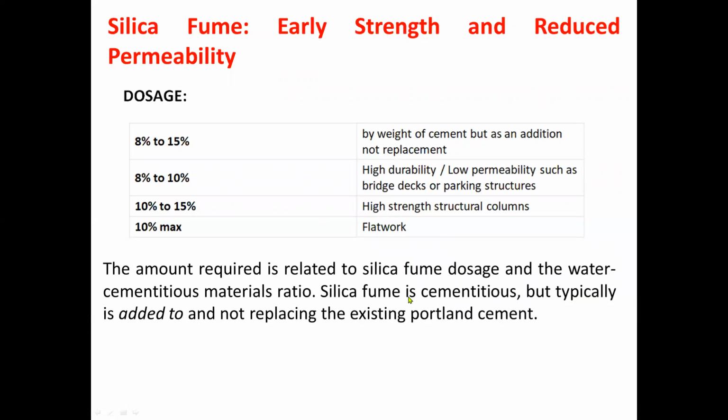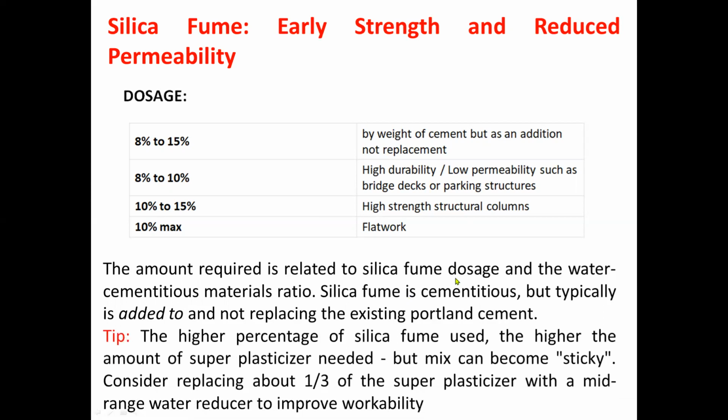The amount required is related to silica fume dosage and the water cementitious materials ratio. Silica fume is cementitious actually, but typically is added to and not replacing the existing Portland cement. So we have the tip. The higher the percentage of silica fume used, the higher the amount of superplasticizer needed, but the mix can become sticky. Consider replacing about 1/3 of the superplasticizer with a mid-range water reducer to improve workability.